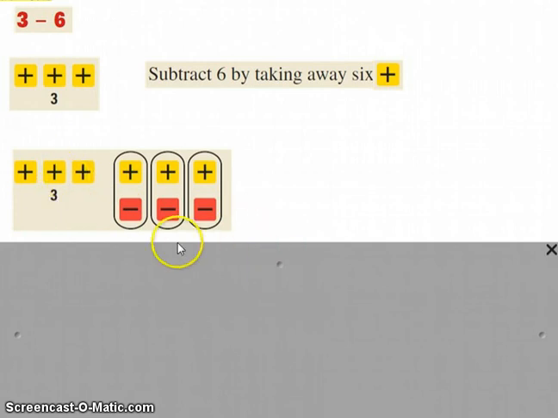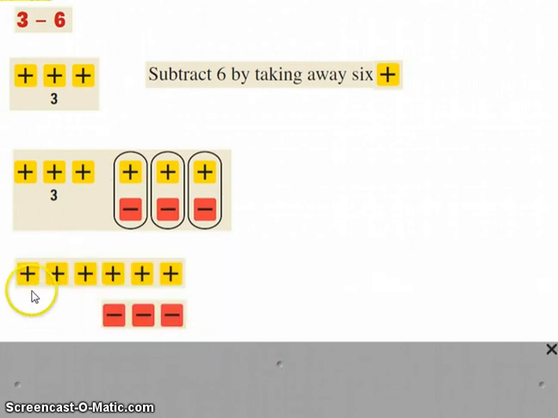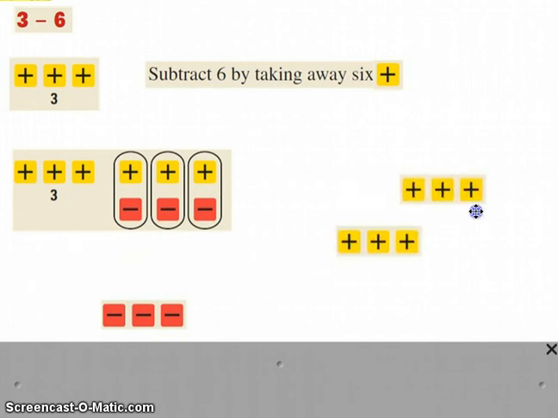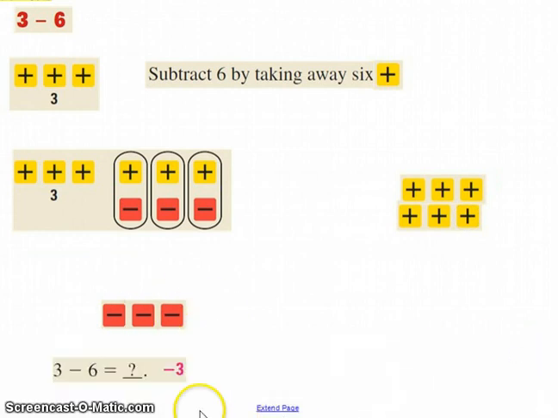But if I get rid of these oval shapes, now it looks like this. I've got 6 positives and 3 negatives. Well, remember, what I'm supposed to do is take away 6 positives. If I do that, take away those 6 positives, what I'm left with down here is the 3 negatives, or -3. And -3 is your answer.